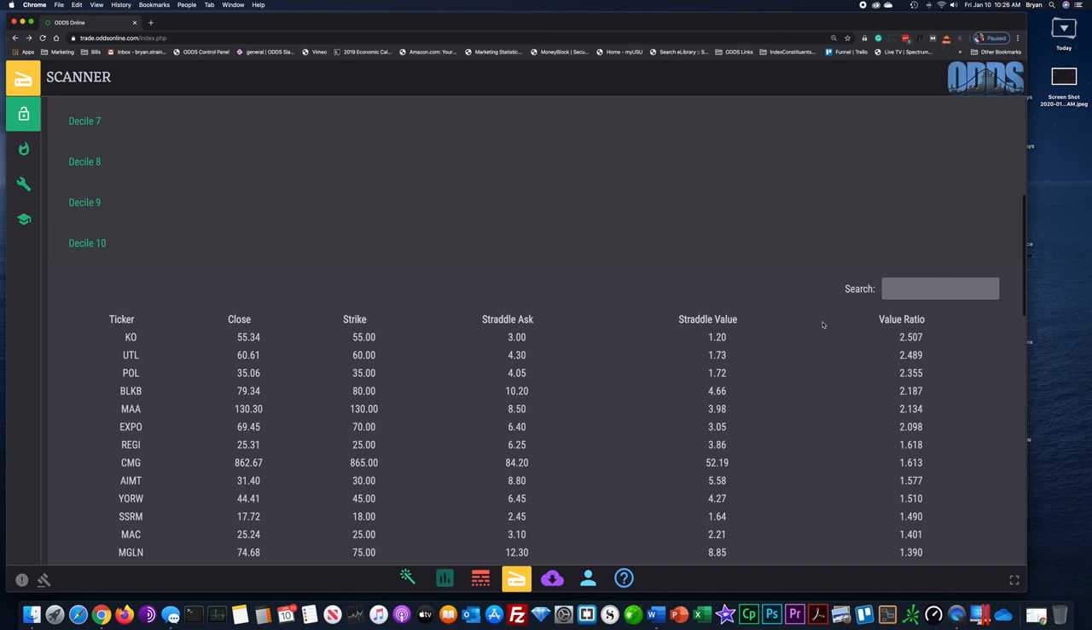Because this tool and this ability is only found in Odds Online. You'll not find it anywhere else.